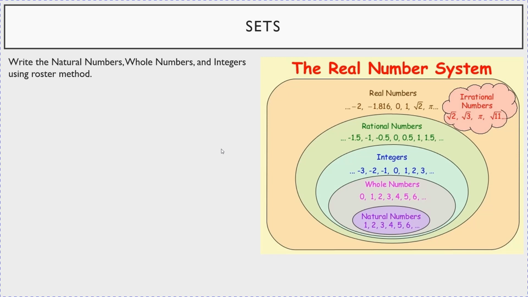All right, so let's write the natural numbers, the whole numbers, and the integers using this roster method. So the natural numbers.